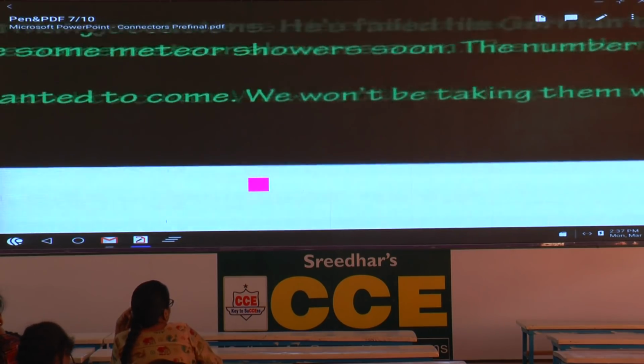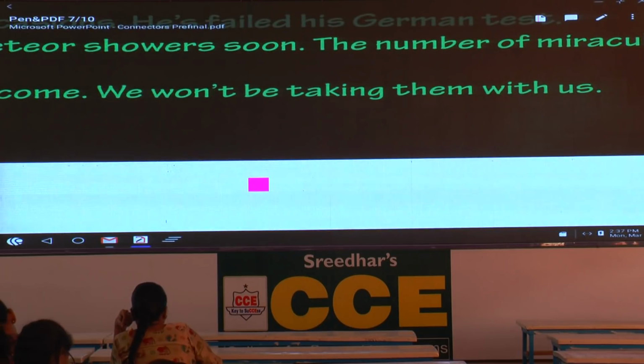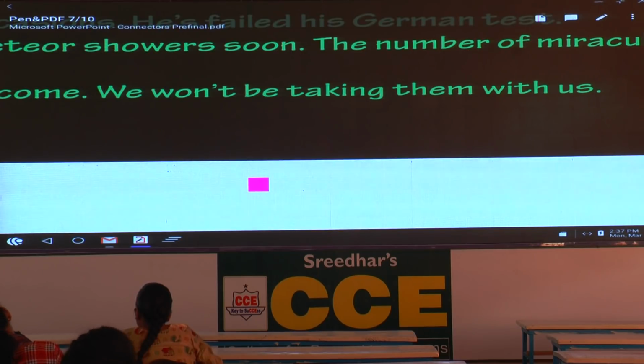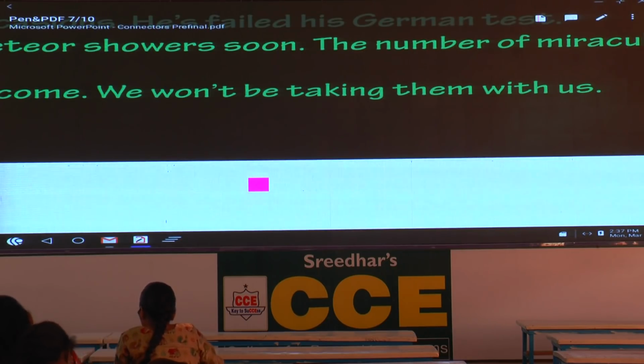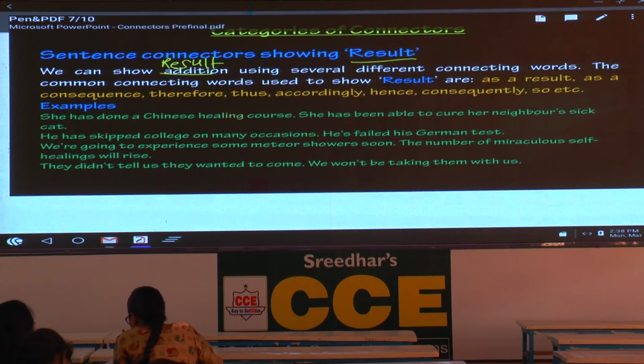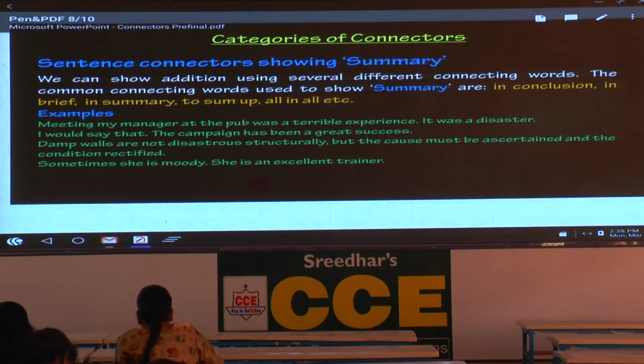The second sentence, we won't be taking them with us. So what is the word? You could say therefore, so, hence, any of these could be used. Shall I move on to the next one? The last one rather, what is it?